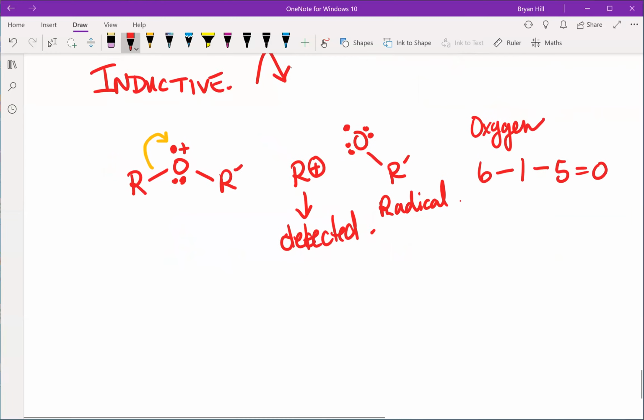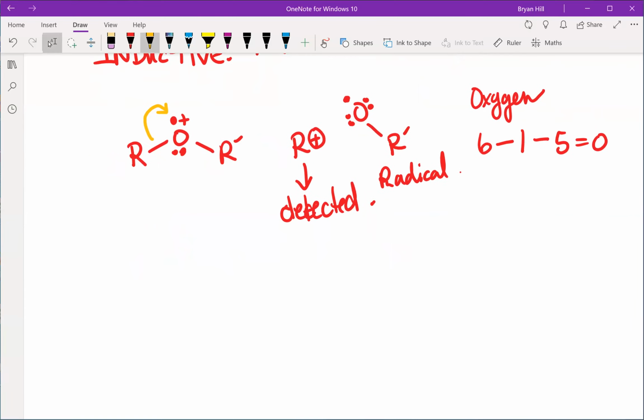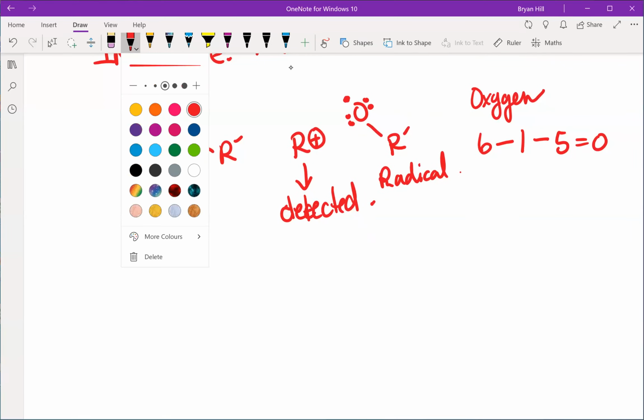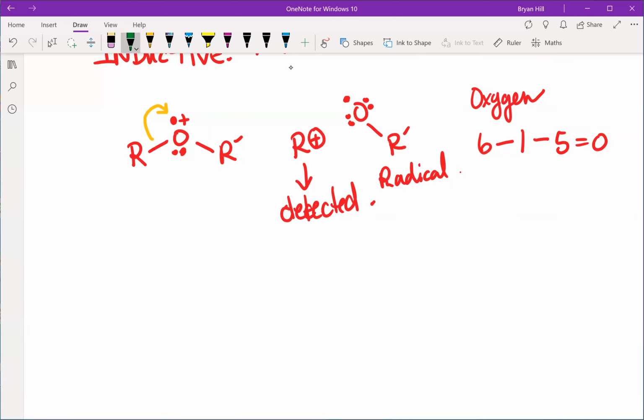And so you could also have an inductive cleavage on the other side if we wanted to draw that. Let's use this green arrow. And we would form R plus R prime with a positive charge.